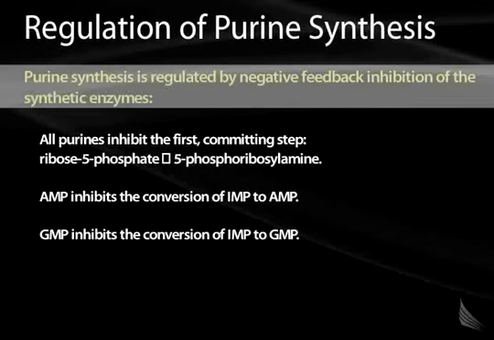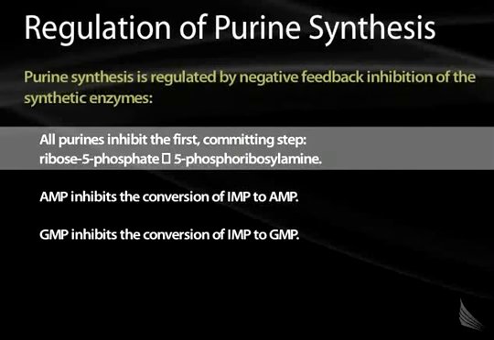Now, purine synthesis is primarily regulated by negative feedback inhibition of all these synthetic enzymes. All purines inhibit that first committed step, the formation of 5-phosphoribosylamine from ribose 5-phosphate. And this ensures that we don't produce more purines than we need to.